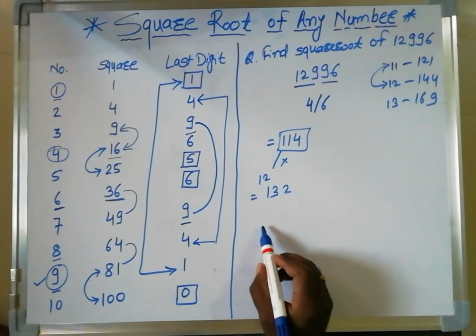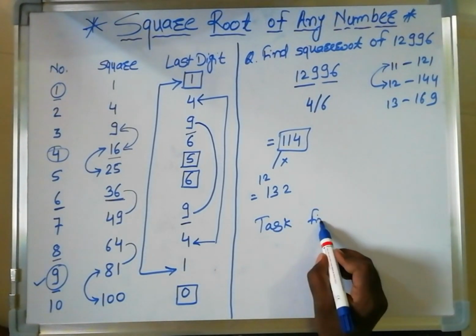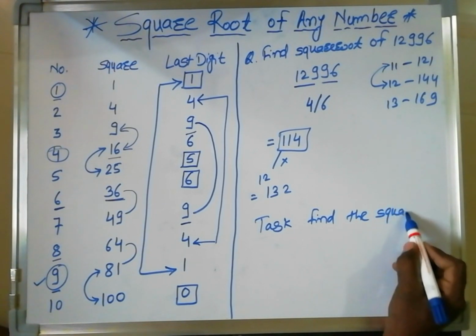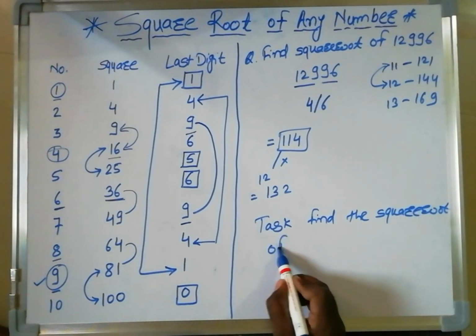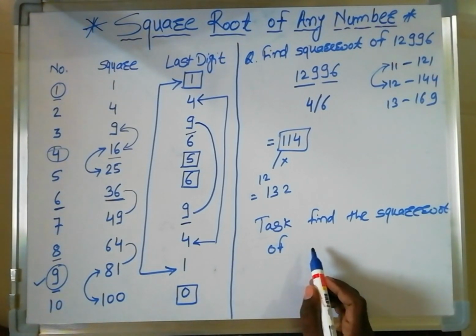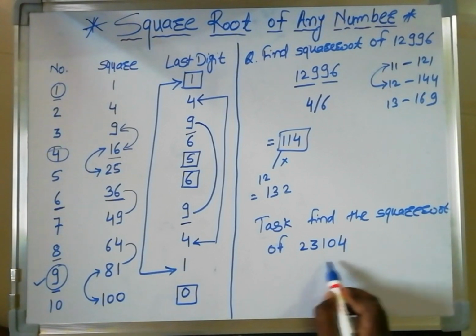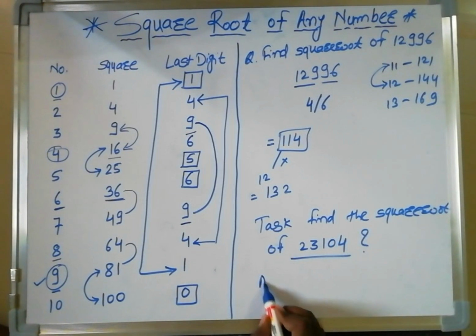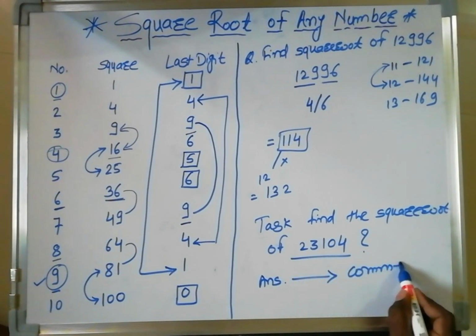Okay, now I will give you one task. You have to solve this. You have to find the square root of 23104. Okay, now you have to solve this and give the answer in our comment box.